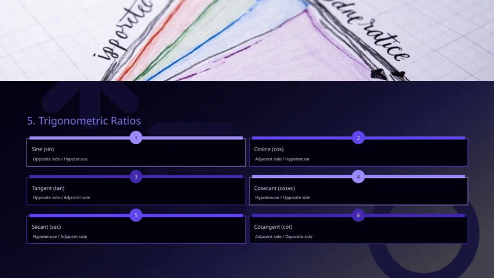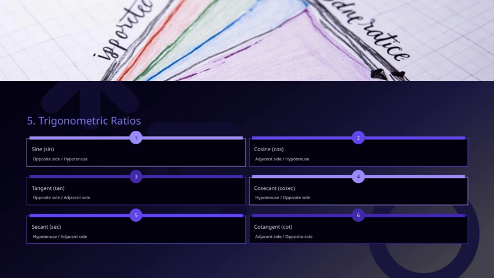Now let's take a closer look at the key ratios in trigonometry. First, we have the cotangent, which is the ratio of the adjacent side to the opposite side. Think of it as the reciprocal of tangent. Next, there's cosecant, which is the hypotenuse divided by the opposite side, essentially the reciprocal of sine.